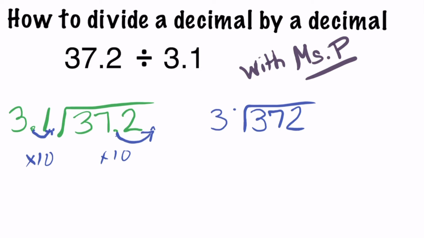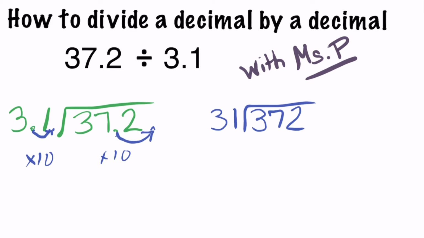372 divided by 31. Now remember, because we have done the same thing to the outside as we did to the inside, we have multiplied both the divisor and the dividend by a power of 10. The answer to 372 divided by 31 is going to be the same answer as 37 and 2/10 divided by 3 and 1/10. So we're going to focus on using the whole numbers, which are easier for us to work with. So in this case, our divisor is 31.